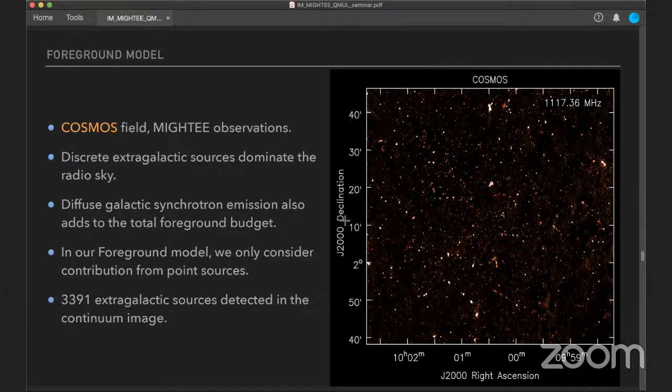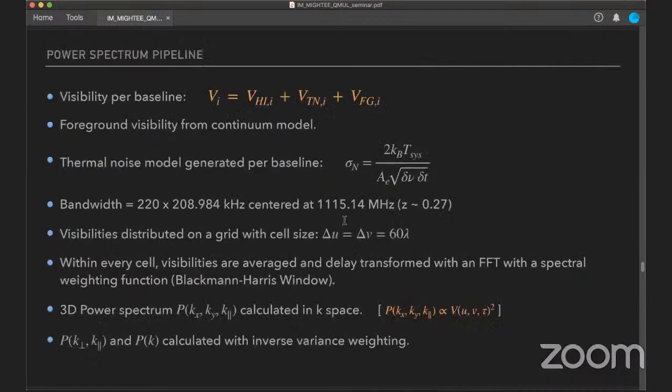And in the foreground model, we have a total of about 3,391 extragalactic sources, mostly all in the millijansky flux range. So this is what we use as our foreground model in the simulation pipeline. And here I explain what exactly our power spectrum pipeline is like. So we have our visibilities. We can either simulate the visibilities, or we can take the actual calibrated visibilities. And from there, we can estimate the power spectrum.